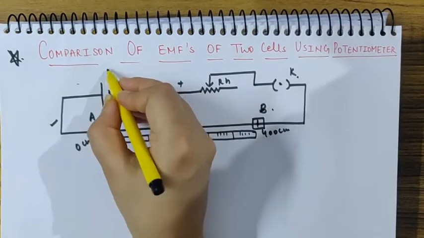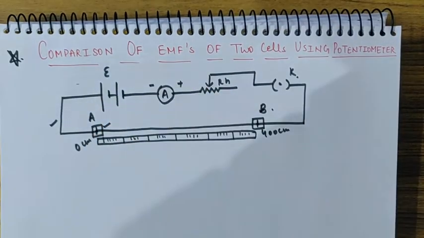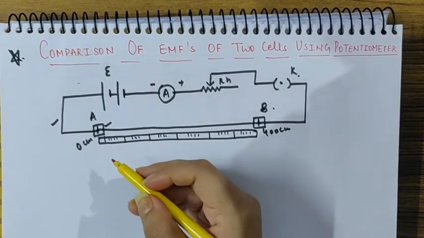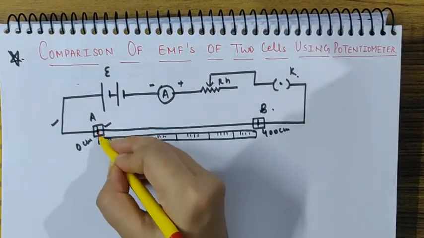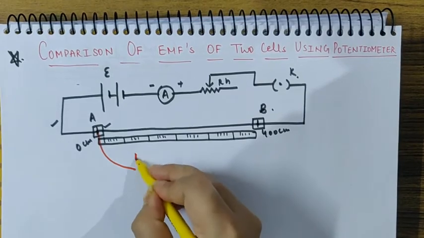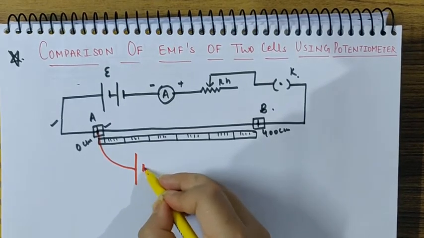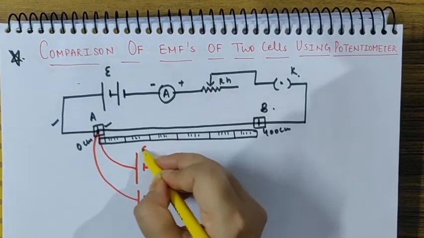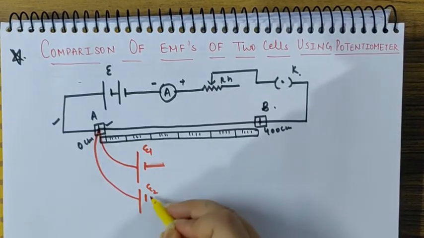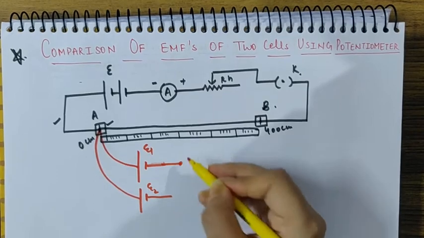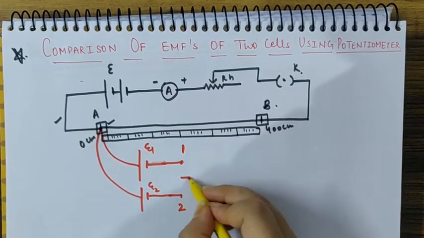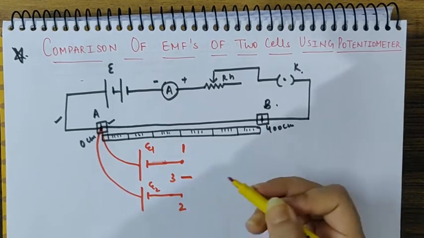Now what is the principle? If this is the driver cell written as E, then the other 2 cells whose EMFs are to be compared must be connected from this point, meaning all the 3 cells should be connected from this positive point. So this is cell E1, this is cell E2. Now the other end of this cell is connected to point 1, the other to point 2, and point 3 is left as it is.